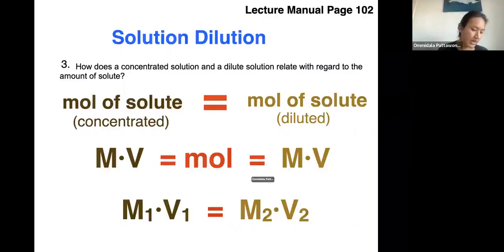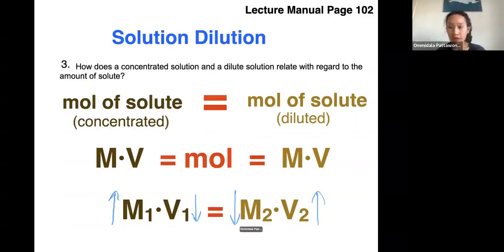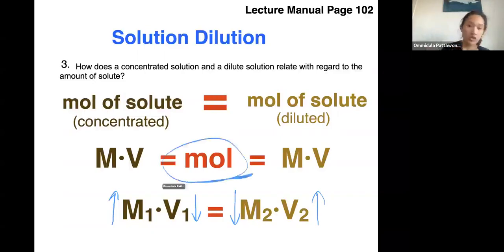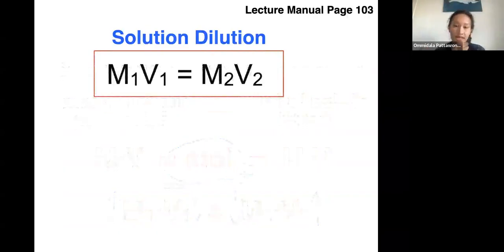So that means in this case, if you have a high concentration, you are going to end up with a smaller volume. If you want to dilute that solution, you are going to increase the volume, and then you are going to eventually decrease the concentration of the solution, right? So these two are going to adjust in such a way that it is going to eventually equal the number of moles of solute. So again, this equation right here, M1 times V1 equal to M2 times V2, is only applied when the number of moles of solute stays constant.